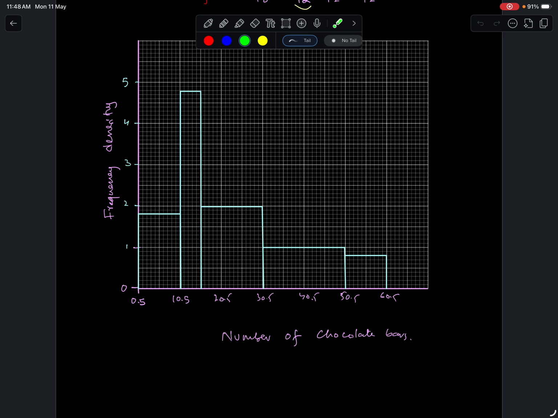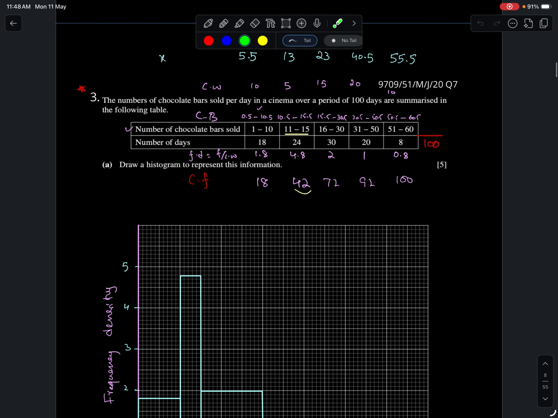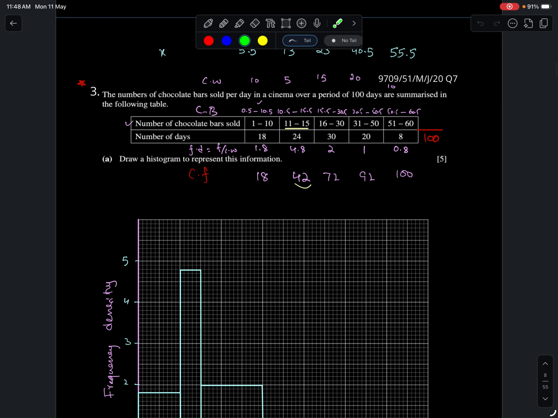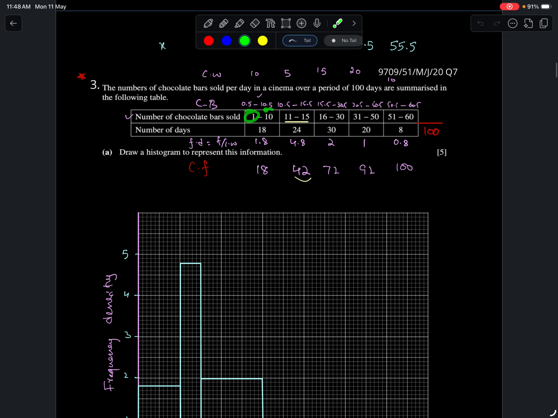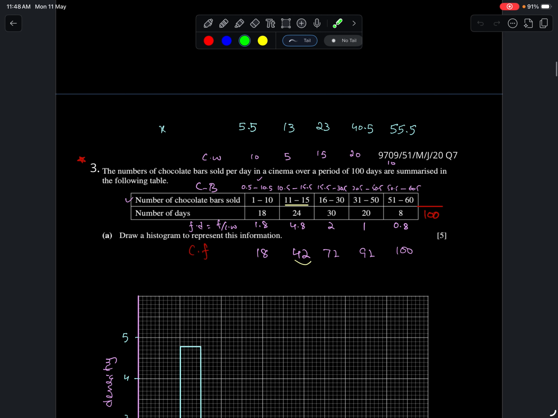Now you know how to calculate frequency densities for a histogram. It's very simple. If you find class width from here, make sure you take both inclusive. I mean 10 minus 1 is 9 plus 1, because 1 and 10 are both inclusive. So it's better to find class width from class boundaries. 10.5 minus 0.5 will give you 10. So this is the class width.